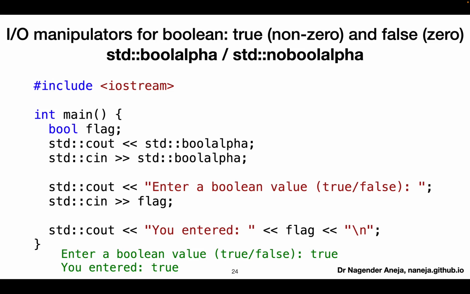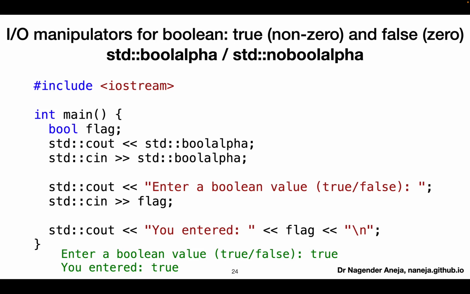And when we use the string library, another thing that we can do is use some input-output manipulators. Input-output manipulators are like, we know that Boolean values, true and false, are represented in the memory as zero or non-zero. So if it is false, it means zero, and if it is non-zero, the value is true.